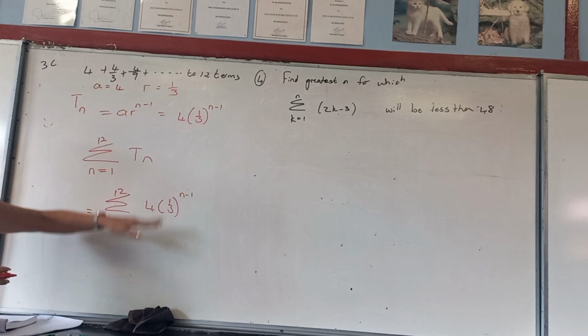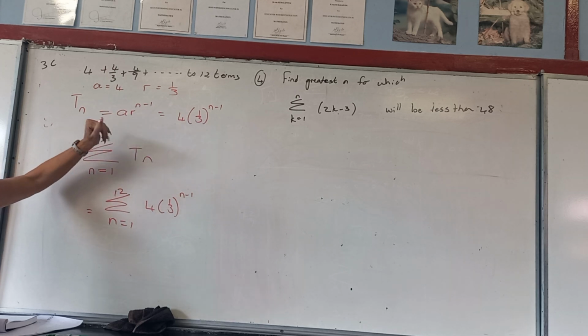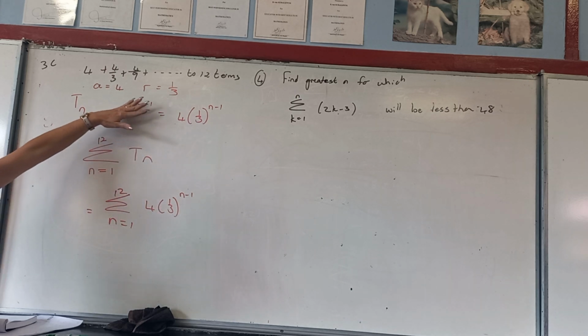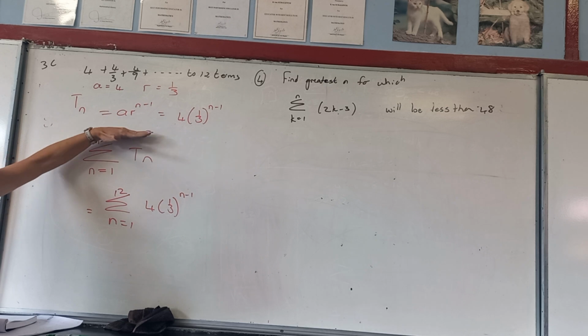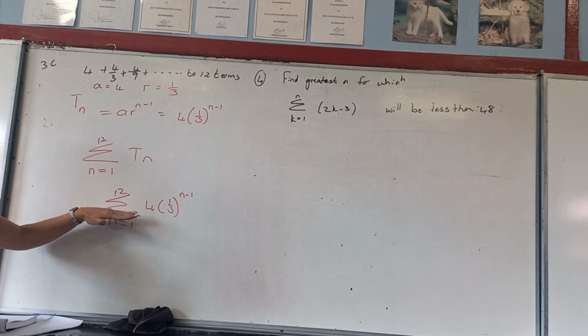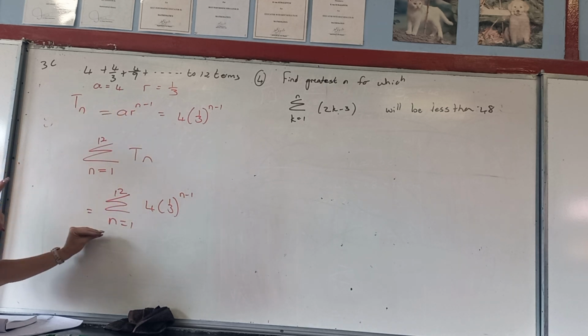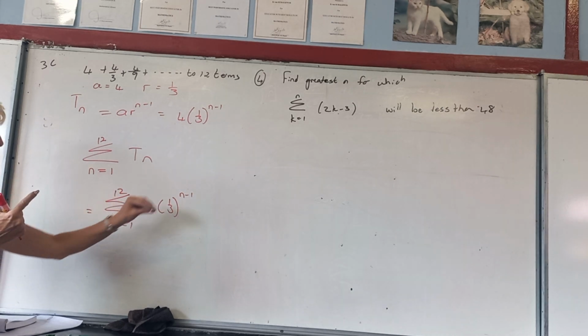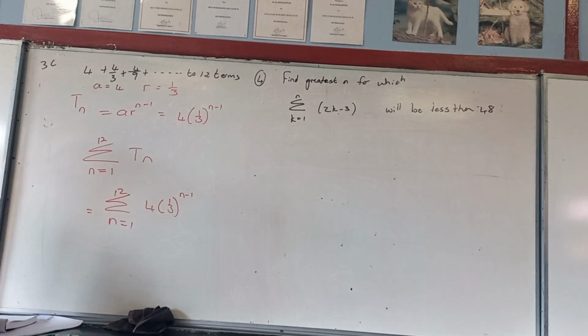How many marks? 3. Because you need to know that it's A and R. You've got to get the Tn formula with that, and you've got to be able to work with your sigma. Know what to write here is a mark, and then writing the Tn formula. Okay, guys, this is difficult. But if you don't know what you're doing, then it's difficult.